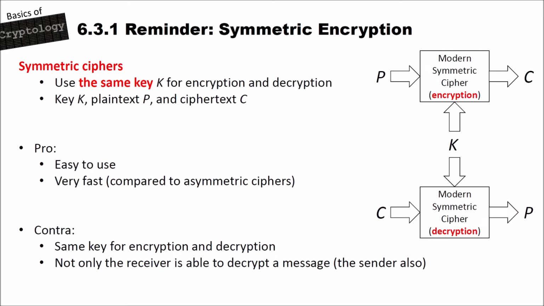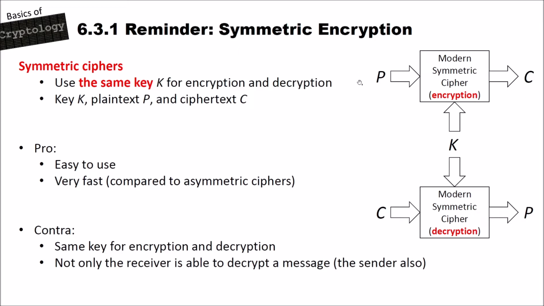At first, let's recapitulate what symmetric ciphers are. As you probably remember from the previous videos, symmetric ciphers use the same key K for encryption and decryption. We have a key K, we have a plaintext P, and we have a ciphertext C. And symmetric encryption works as depicted here.